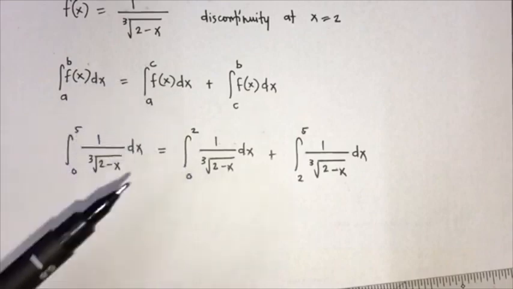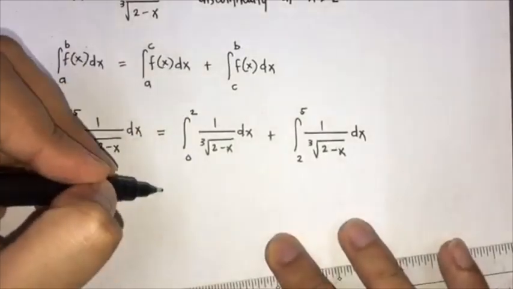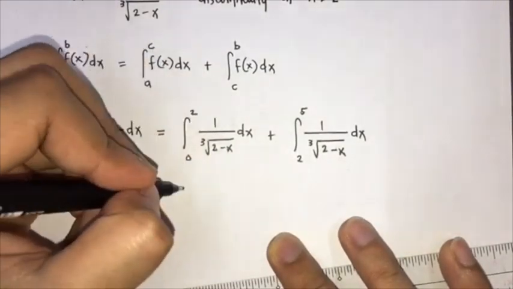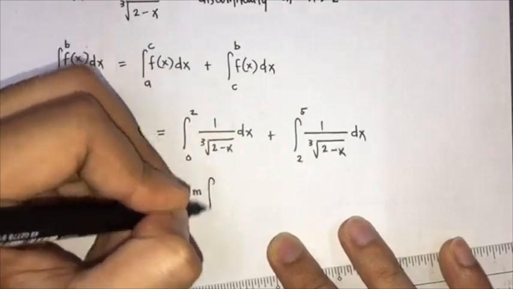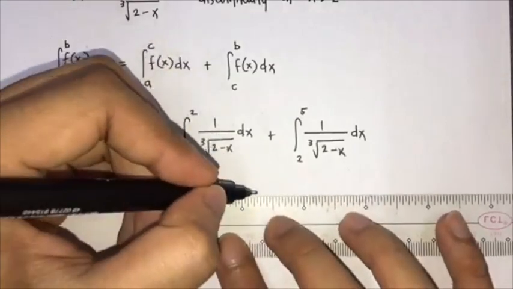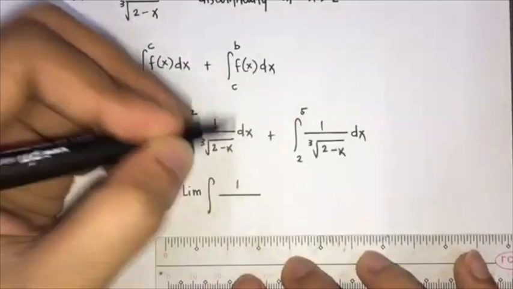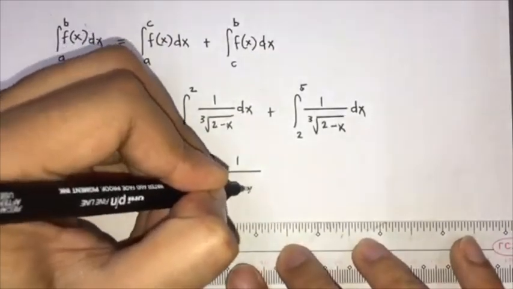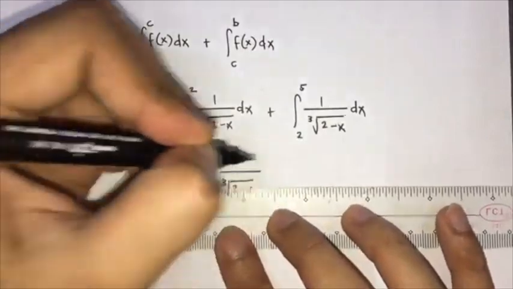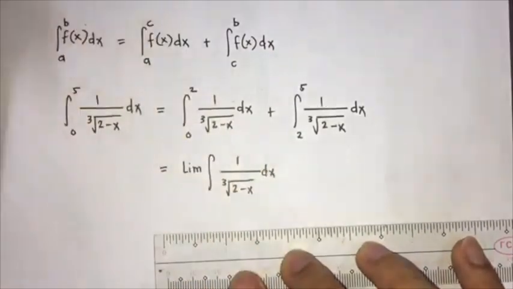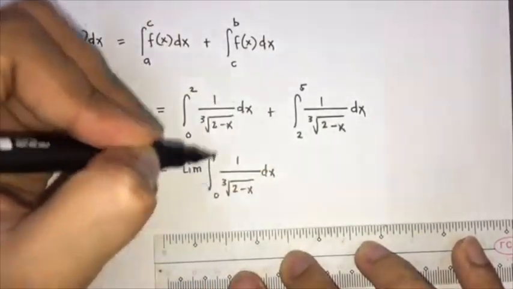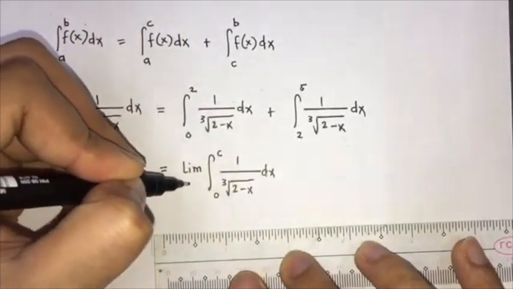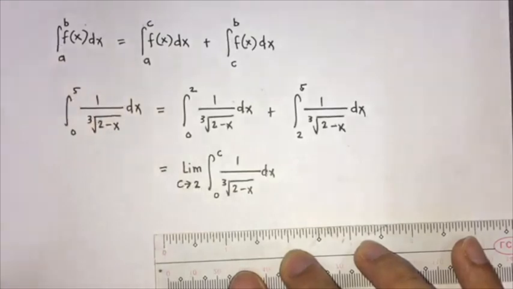So for the first one, we let that be c, so the limit of the integral of 1 over the cube root of 2 minus x dx from 0 to c, provided that c approaches positive 2.